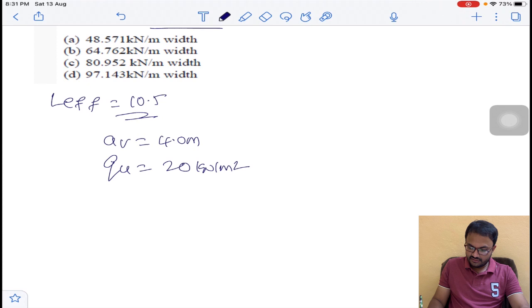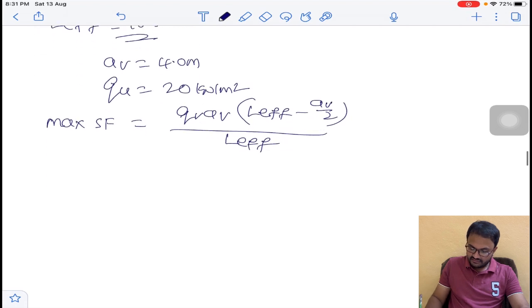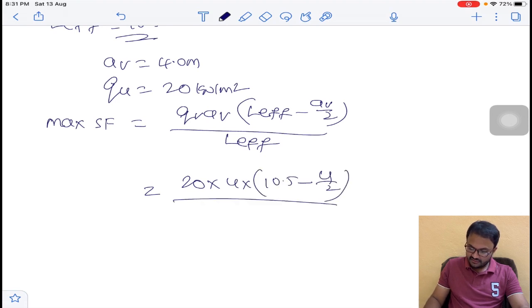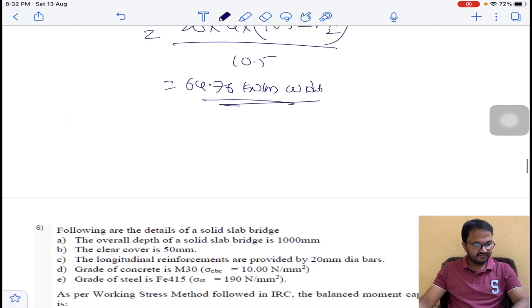He has given it is 20 kilonewton per meter square, and maximum shear force is equal to Qv into Av, L effective minus Av divided by 2, divided by L effective. You just substitute the values. This is the formula. Okay, 20 into 4 into 10.5 minus 4 by 2 divided by 10.5. So you will get 64.76 kilonewton per meter width. Clear? So answer B for question number 5. Okay, next question.